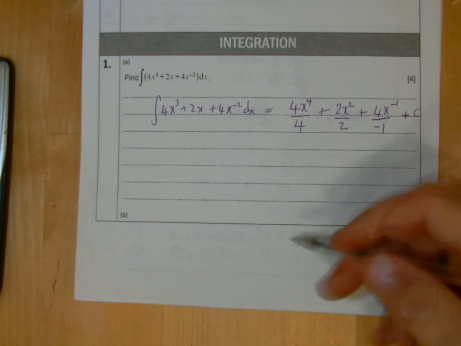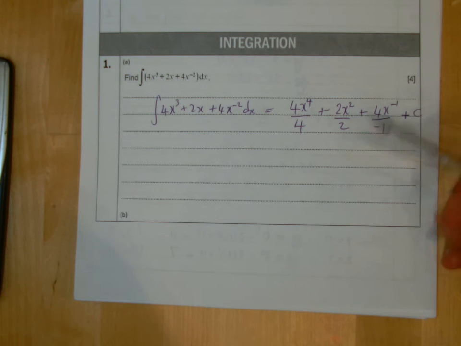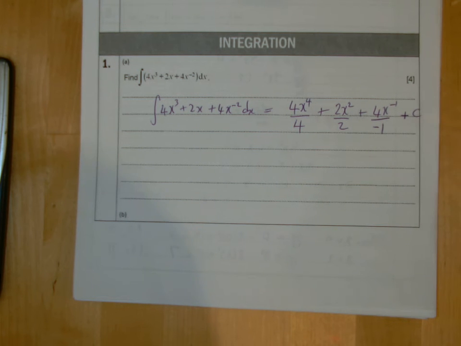And then you've got to put a plus constant as well, because it's the reverse process. If you remember, when you differentiate, a constant just disappears. So if we integrate, going backwards, there could be a constant there. So you need to make sure you put plus c to represent that constant.